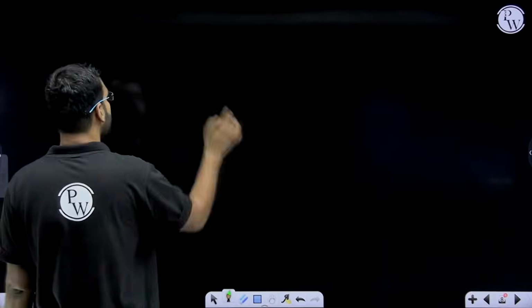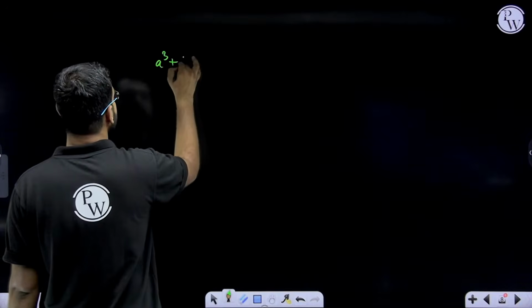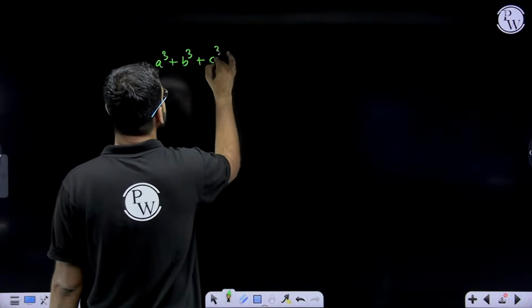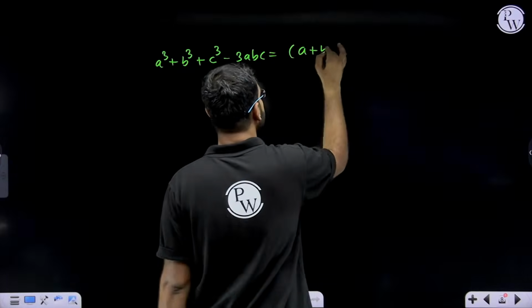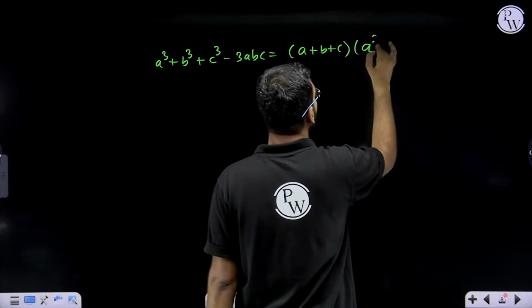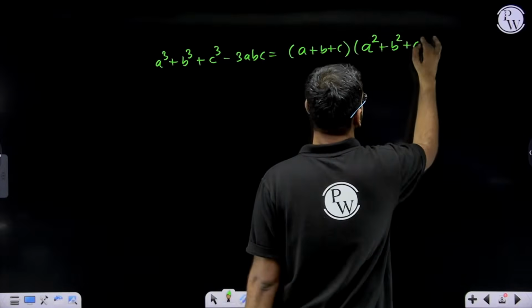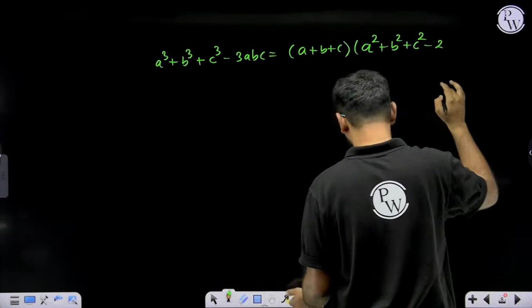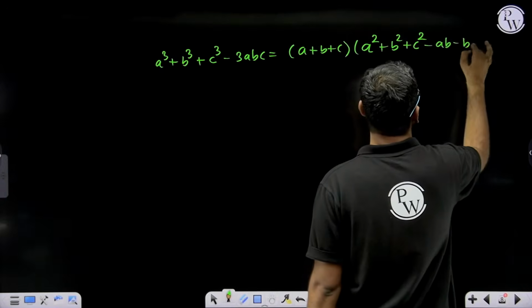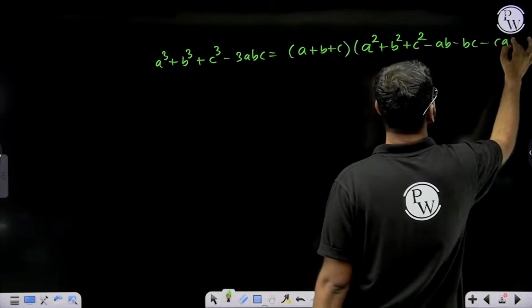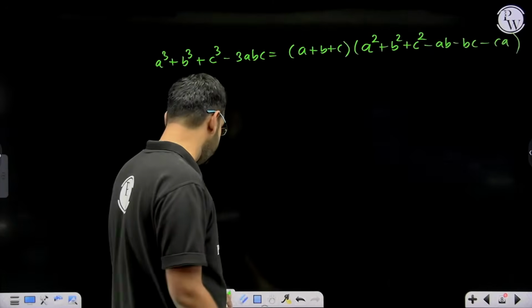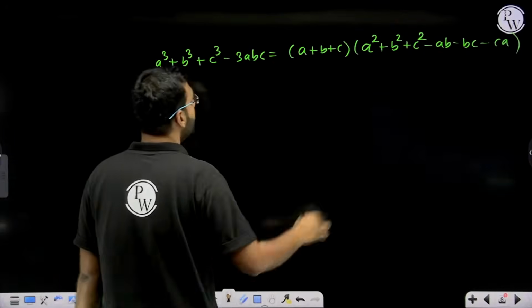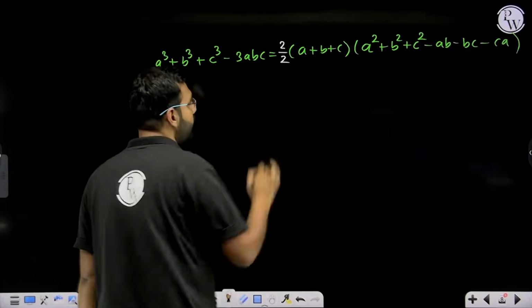But if you want that other identity which you are trying to talk about in the comment, let's say I'm given a cube plus b cube plus c cube minus 3abc, which is definitely (a plus b plus c) whole times (a square plus b square plus c square minus ab minus bc minus ca). This is the correct version of it. But the version which you're wanting is, let's say, if I multiply and divide it by 2. So if I do a 2 by 2 here, I hope that's absolutely doable.